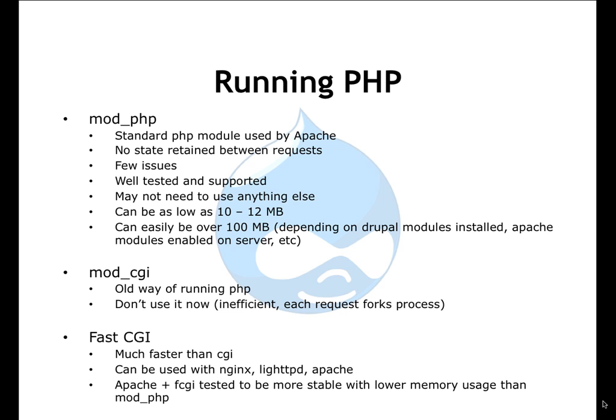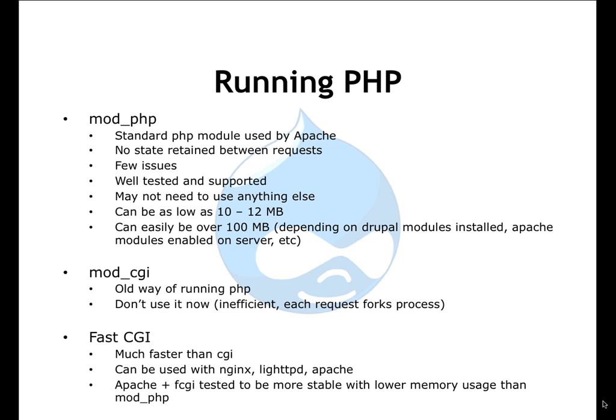And if you're running PHP, mod_php is a standard module that most people use. That's what I use. There's no state retained between the requests. There are few issues with it. It's really well supported. And the process size could be 10 to 12 megabytes, or even lower if you use the opcode cachers. But if you're not careful with it, it could easily be over 100 megabytes. So imagine having a 2 gigabyte machine and only being able to serve 20 people at a time. That would be terrible. And this could all be because of how your Drupal modules might be configured and installed, or the Apache modules that are enabled on the server.